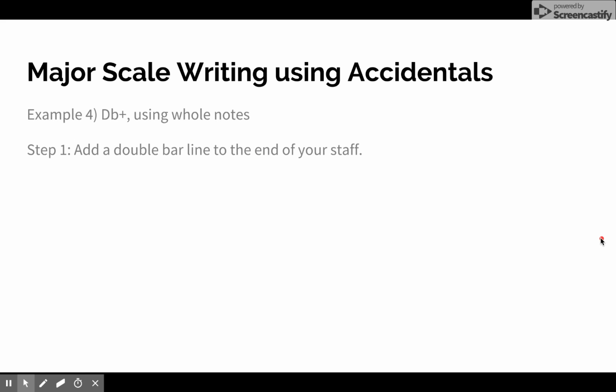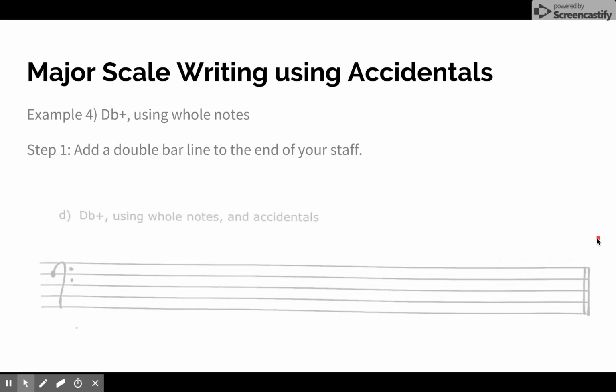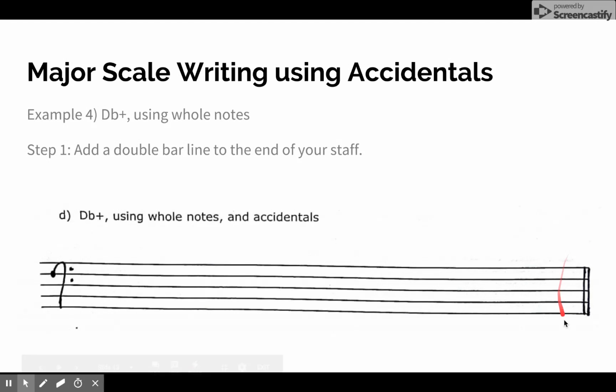The next example was how to write a major scale using accidentals. This can be a little more complicated. You can never do accidentals and a key signature on the same staff in major scales. Again, the first step stays the same. We're going to add our double bar line.